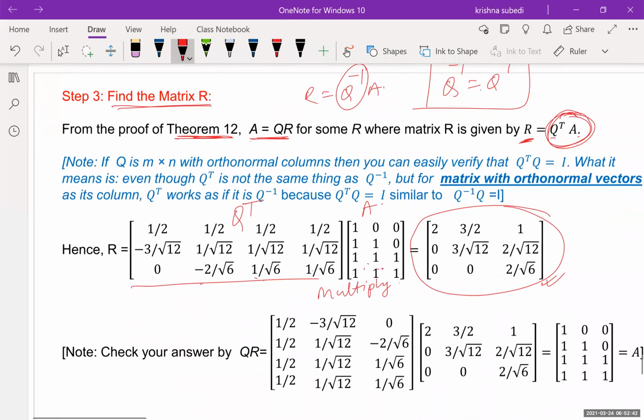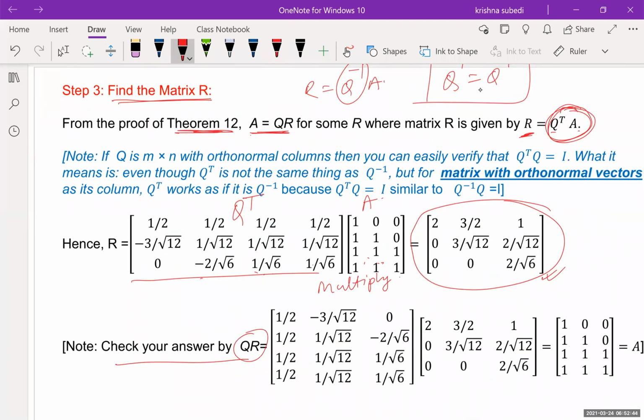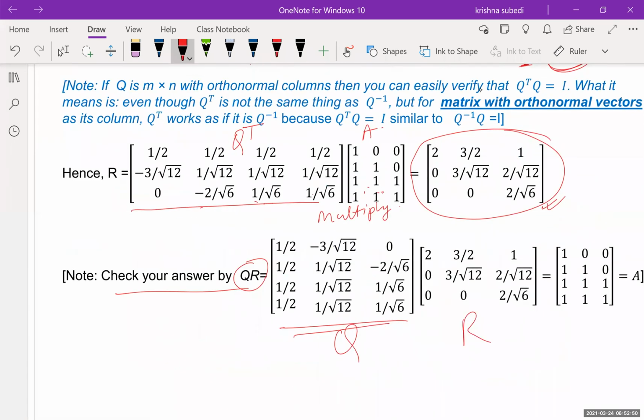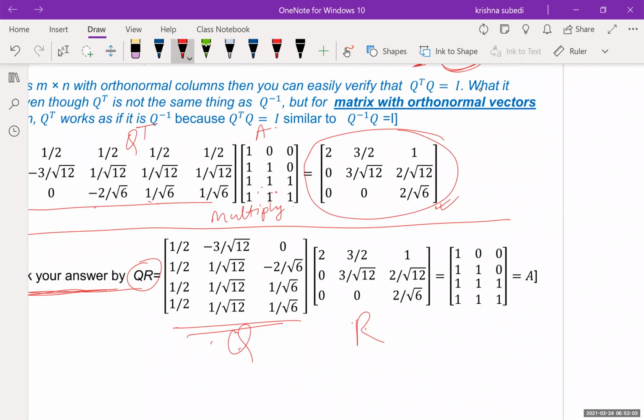That's it. So that means Q is this matrix, R is this matrix. This is our Q matrix, this is our R matrix. If you multiply them, you don't have to do that, but you can check your answers, whether they are right or wrong. If you multiply Q and R, I guarantee you that you will get this matrix A. If you don't, that means we made some calculation error. But the idea is, yes, you should get A. Please check this later by yourself.